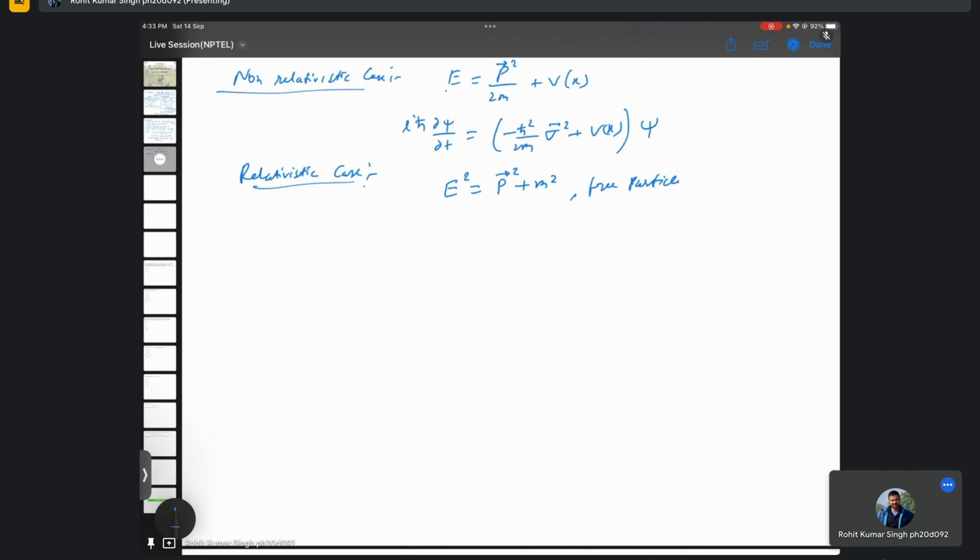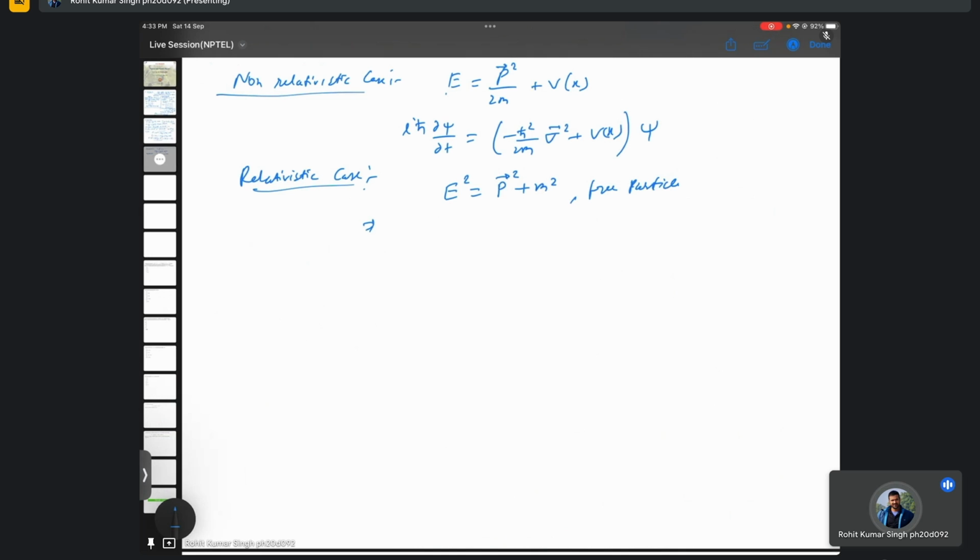Okay, and we just saw that we can write this. So we saw that the dot product of four-momentum is just the mass squared, right? So we can write it like this.